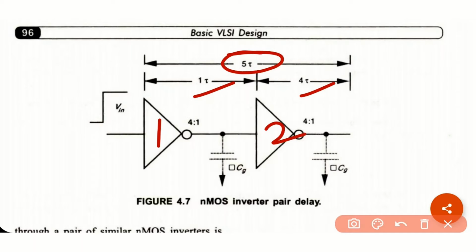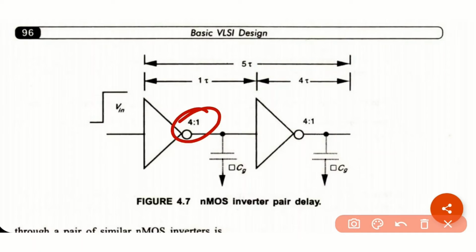And a single 4:1 inverter will exhibit undesirable asymmetric delays. Delay in turning on will be tau. Delay in turning off will be 4 tau. So there will be asymmetry. And this is if we are considering a 4:1 ratio. If we consider 8:1, then this asymmetry will be even more.